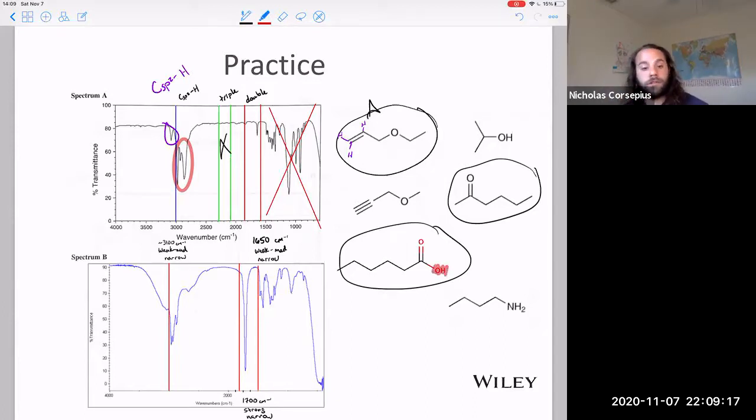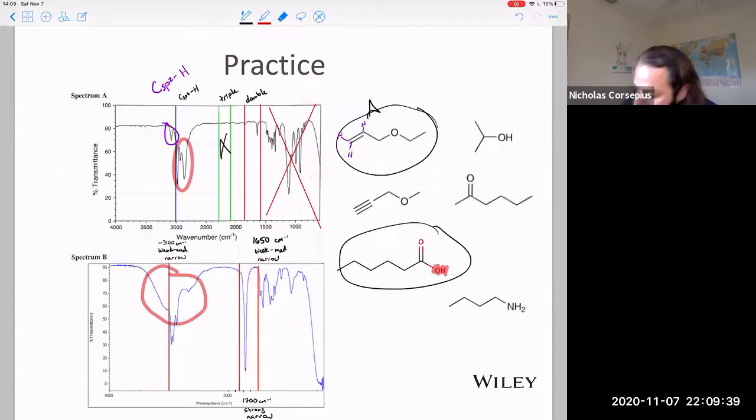This OH group. Remember, for carboxylic acids and for alcohols, we get that nice, broad peak that's north of 3000. For carboxylic acids, it's so broad that it actually ends up running into the sp3 carbon-hydrogen bond, and that's exactly what I see here. Okay, so it's not going to be this compound here, this ketone. My spectrum B will correspond to this carboxylic acid.